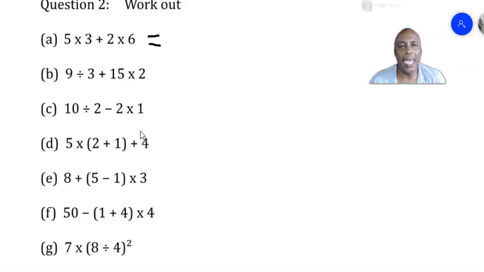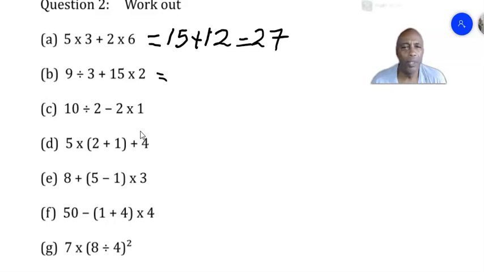We have 5 times 3 plus 2 times 6. So we know we multiply first before we add. So 5 times 3 is 15. Plus, and 2 times 6 is 12. And then we add 15 plus 12 is 27.